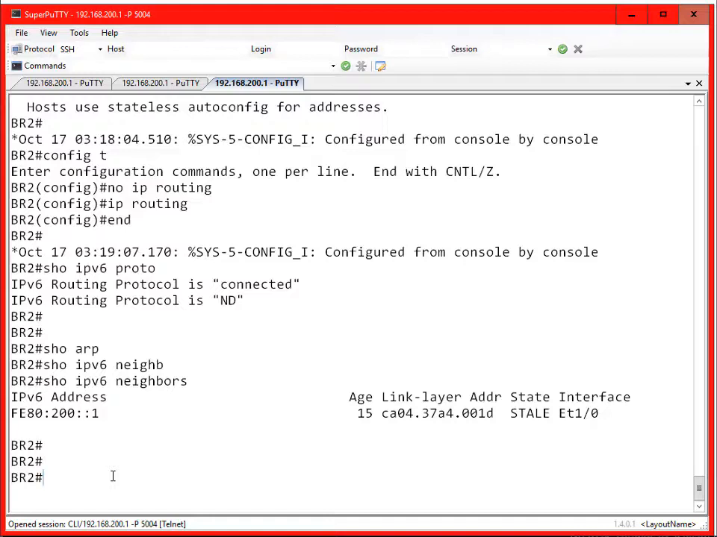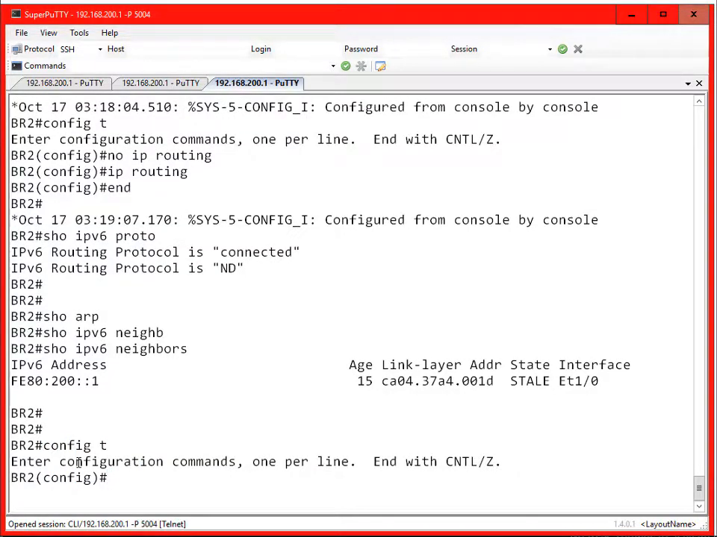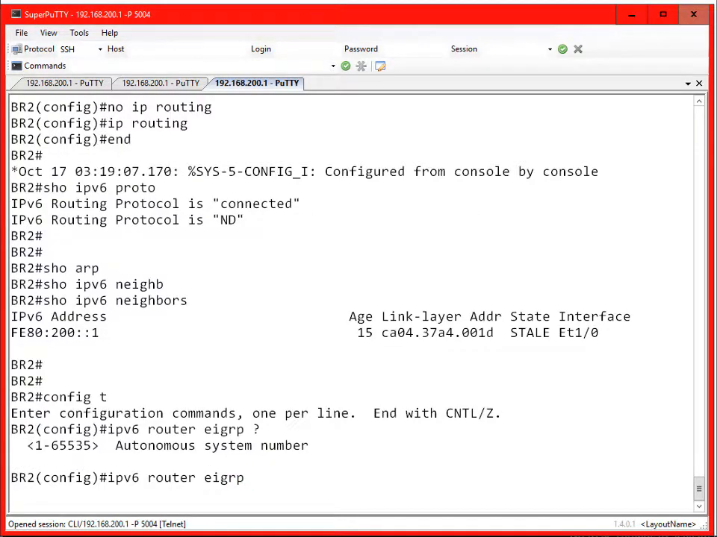You should understand potentially how to even manipulate link local addresses, because this is a much easier link local address to see than the traditional EUI-64 address that we talked about previously. All right, so let's go ahead and get EIGRP for IPv6 enabled on this router. We're going to do that by typing ipv6 router eigrp, and then we're going to choose an autonomous system number.